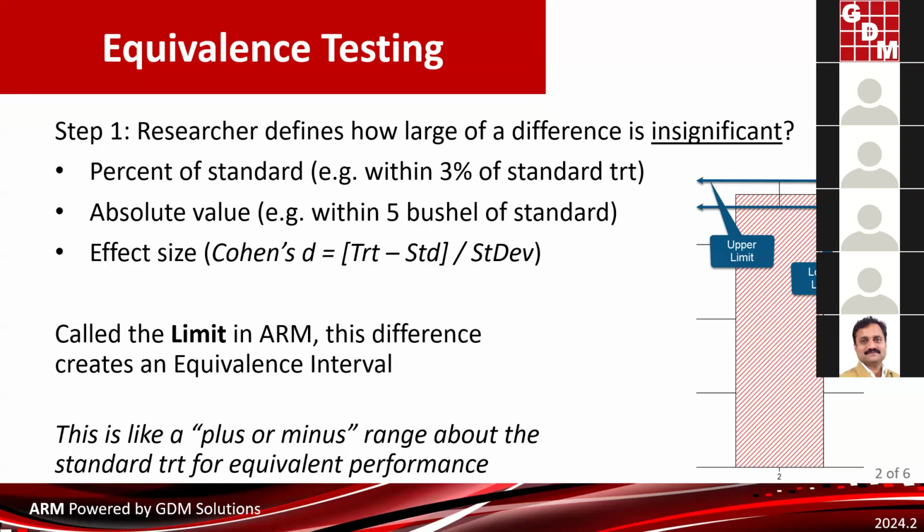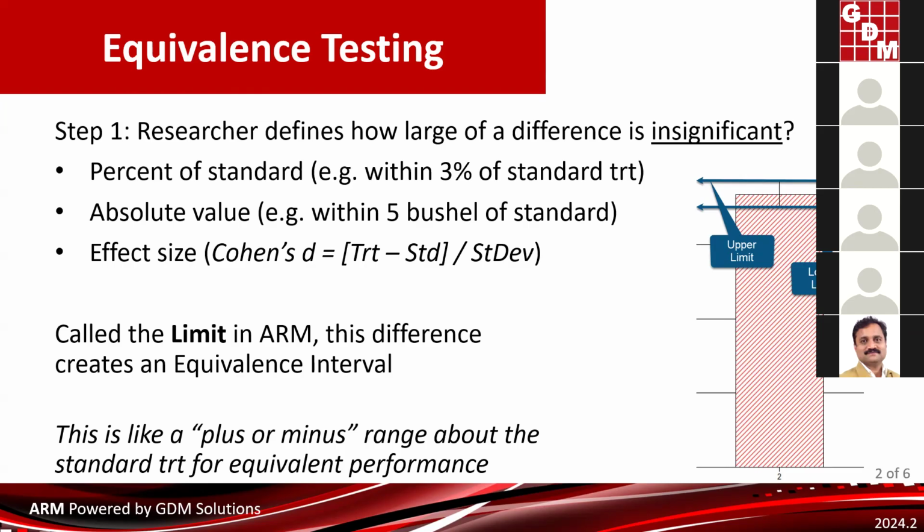So whatever the standard is at, what we would deem to be insignificant would be plus or minus 3%. That doesn't move the needle. If we're within plus or minus 3% of that standard, that's what we would consider close enough, if you will. You could also define that as an absolute value. So maybe it's plus or minus 5 bushels, whatever the unit of measure might be. If you have a specific value, you can do that as well.